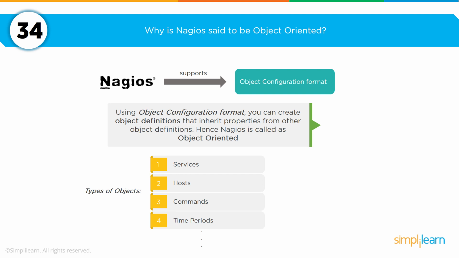So why is Nagios said to be object-oriented? Fundamentally, it comes down to the object configuration format that you can use in your object definitions. It allows you to inherit properties from other object definitions, and this is typical of object-oriented development and is now applied to the Nagios environment. Some of the objects that you can inherit are services, hosts, commands, and time periods.